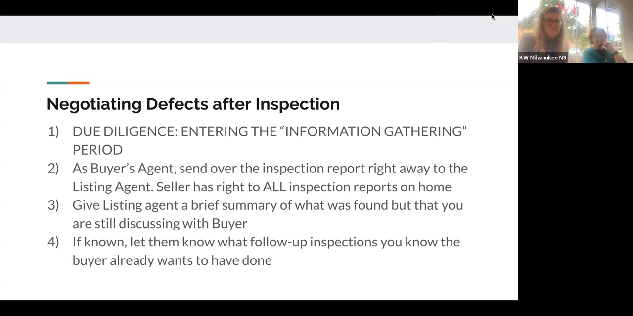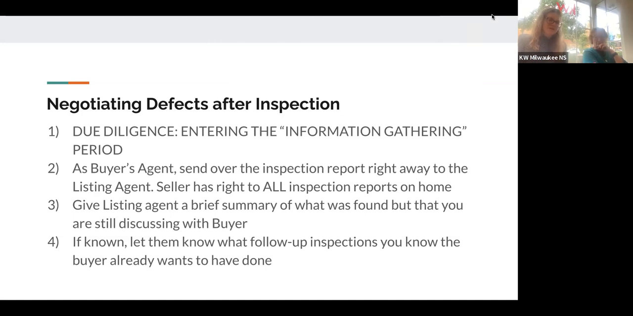So I think it's good practice giving the listing agent a brief summary of what was found at the inspection, but letting them know that you're still discussing with the buyer. You don't know exactly what the buyer has issue with yet. You don't know exactly what the buyer is going to be requesting. Sometimes listing agents want to know every single little thing so they can prepare their seller. A good listing agent will forward on the report.